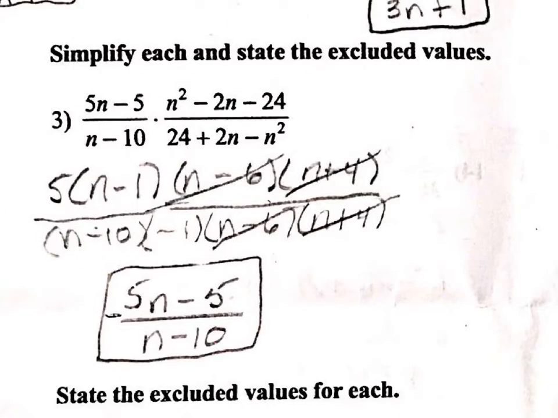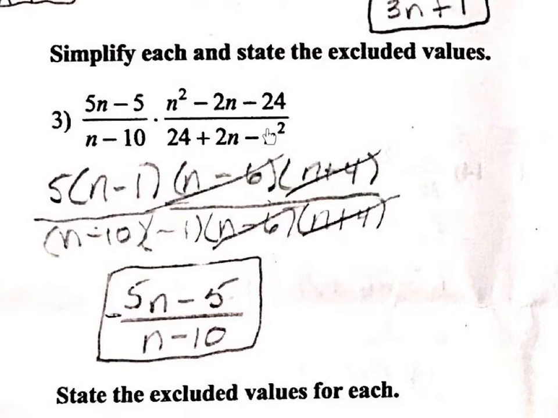Okay, in the next problem, we're going to simplify each and state the excluded values. This is problem number 3. Again, we're going to be factoring any place that we can. Here I can factor out a 5. I can factor this trinomial. I can also factor this trinomial. So that's what I've done right here. I get 5 times n minus 1 for this one. For this one, I get n minus 6, n plus 4. For this one, I get n minus 10.